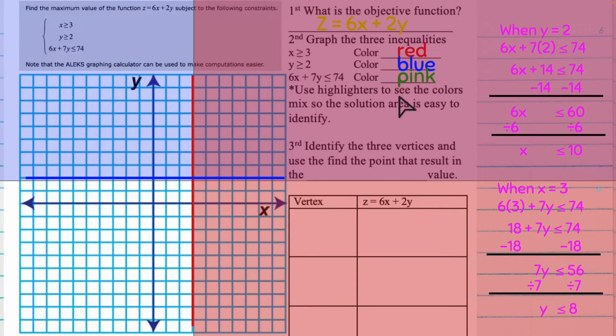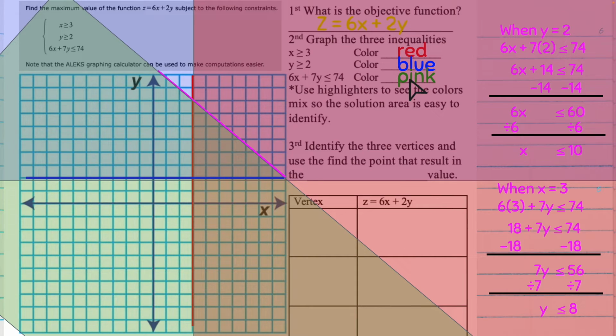Oh, I need to change that word. I changed the color and I forgot to change the word. So it's not pink. It is green. The line is still kind of pink though. So I'll change that up just so that it's the correct word. But this shows me that I know it's this section because it's less than 10, it's less than 8. So I know I'm going to be shading on this side of that pink line that I'm going to change to green.